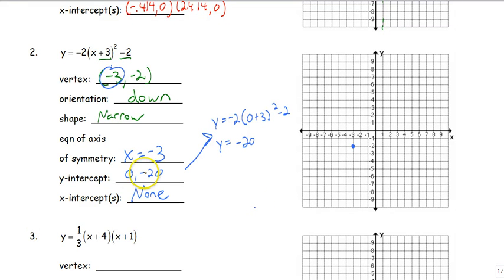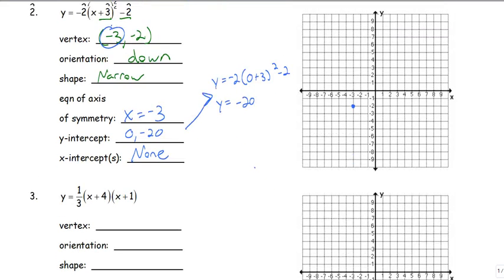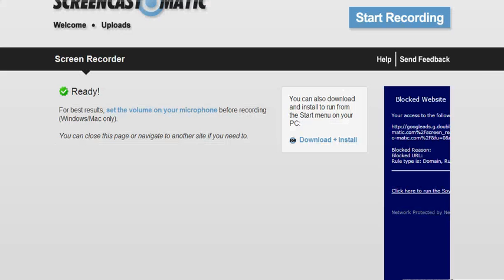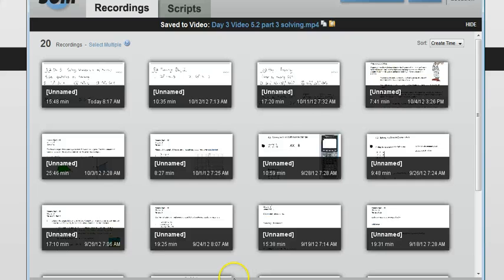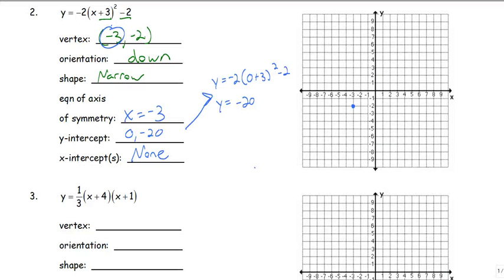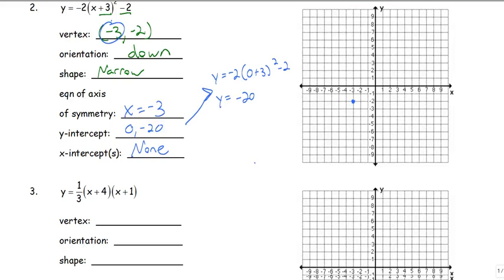And I don't know where my recording went. Oh, I think I'm recording. Okay, so anyway, I think I was recording that. Just ignore that last few seconds.